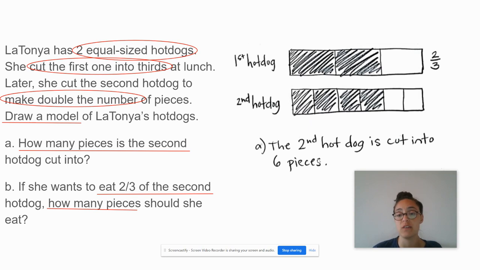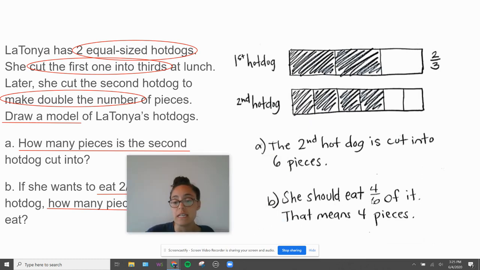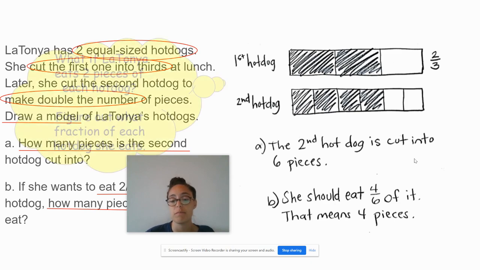So I'm going to shade in 2/3 as my first one. And let's move this over. She should eat 4/6 of it. So that means 4 pieces. So we want to make sure we read, we drew a picture, we wrote our numbers over here. So this 4/6 is the same as 2/3.